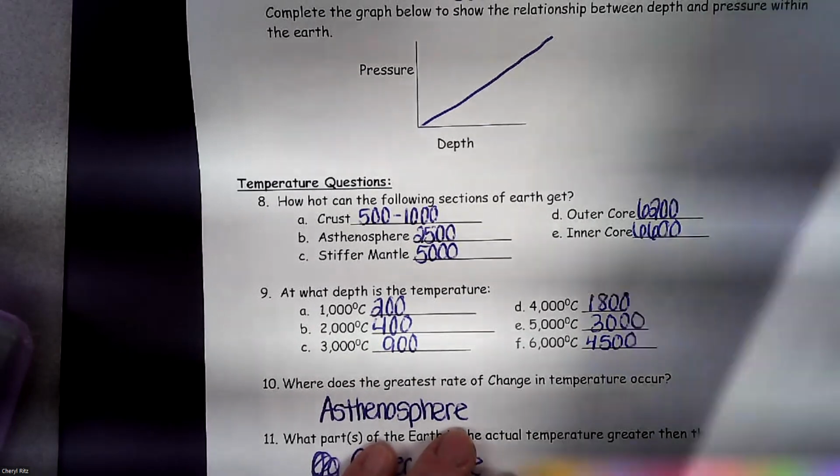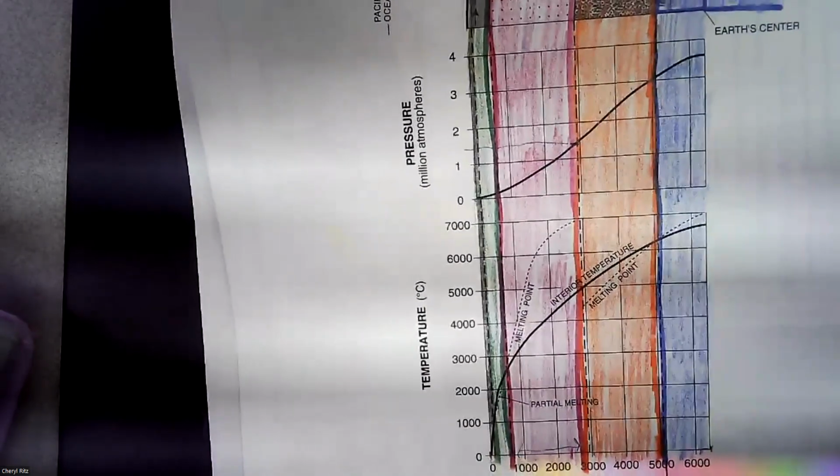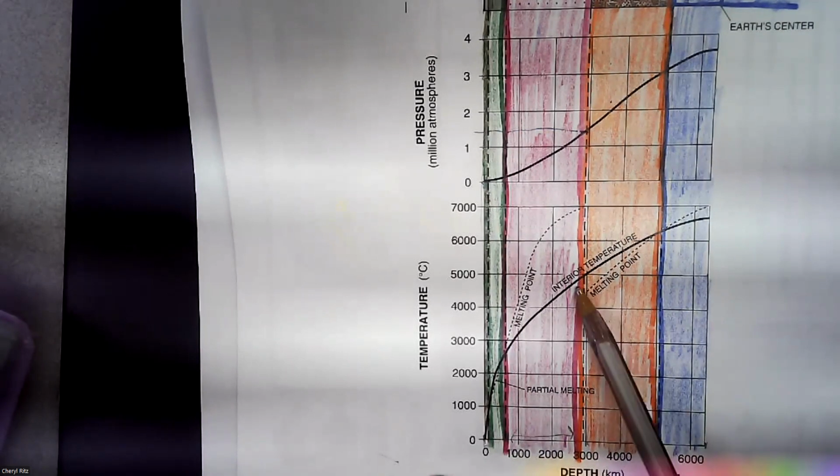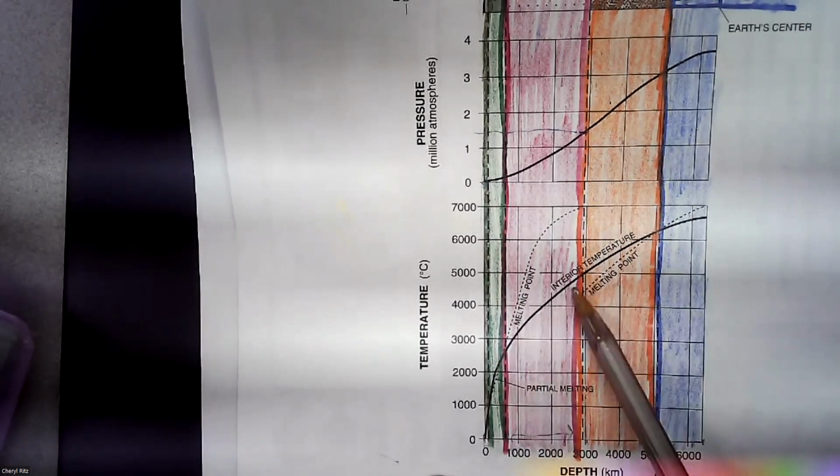Which layer did you guys think had the greatest rate of change, where it increased temperature the fastest? Okay, you're saying the stiffer mantle. Why'd you say the stiffer mantle?